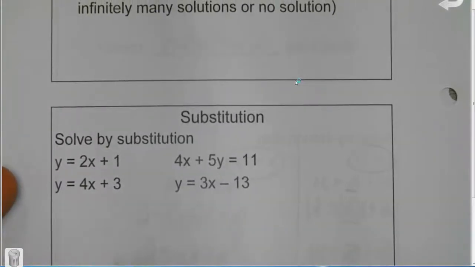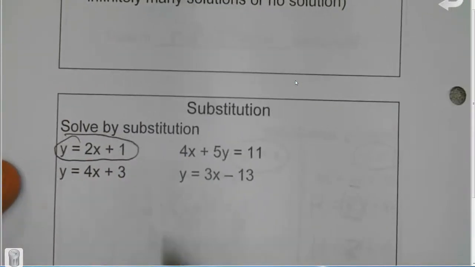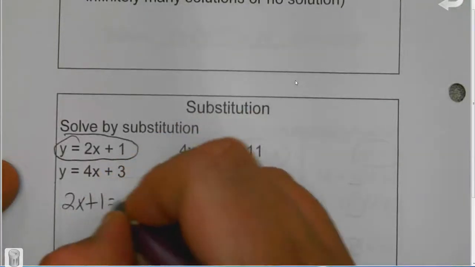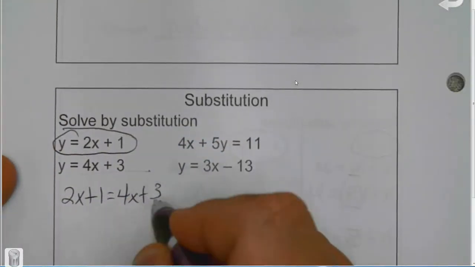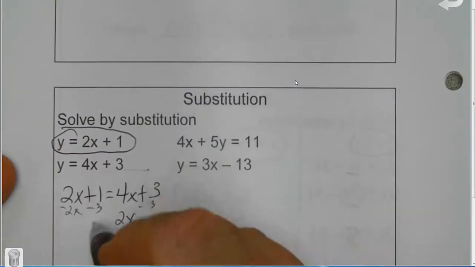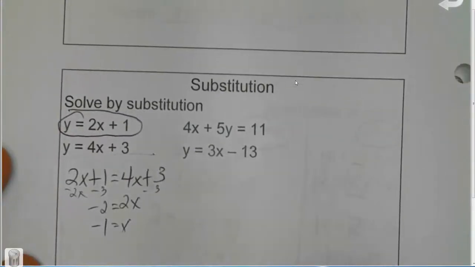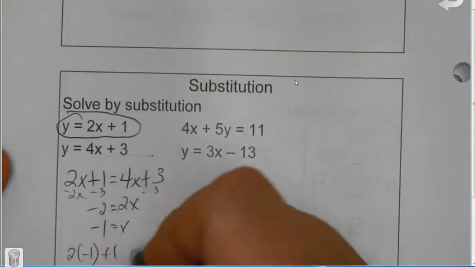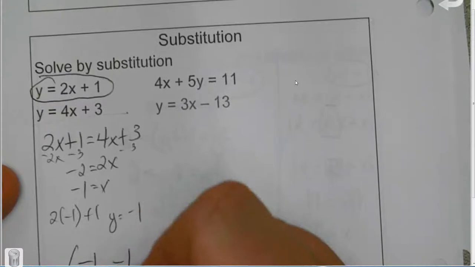Okay. y is equal to 2x plus 1. That's by itself. So now, anywhere I see a y in the second equation, I put 2x plus 1. Well, 2x plus 1 is equal to 4x plus 3. Subtract 2x, negative 2, x is equal to negative 1. I'm going to plug it back into this other one. 2 times negative 1 plus 1. y is equal to negative 1. And so my ordered pair is (negative 1, negative 1).